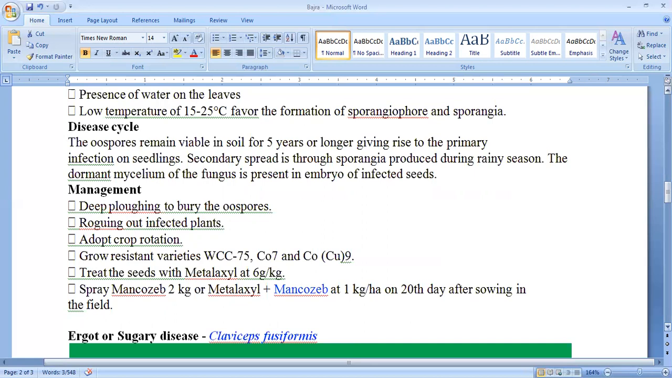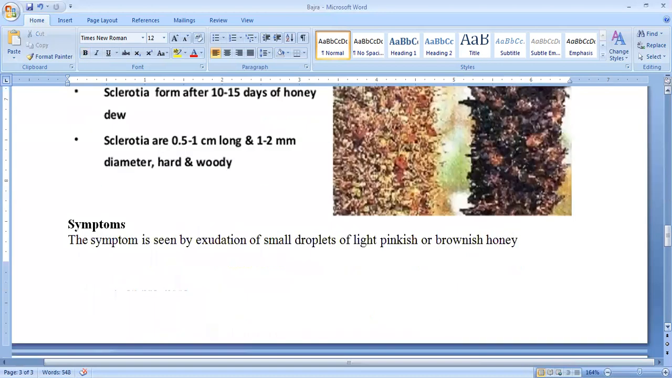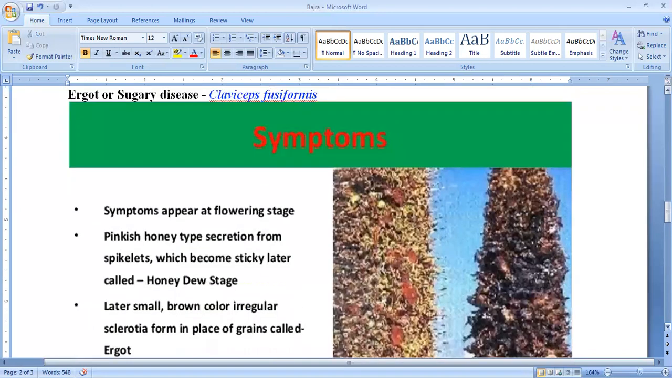Now the second important disease of pearl millet or bajra is ergot or sugary disease. Now I'm going to show you the picture. Again, you have to remember the most important symptom. The causal organism over here is Claviceps fusiformis. Now, this picture I have taken from the net. So, symptoms appear at the flowering stage.